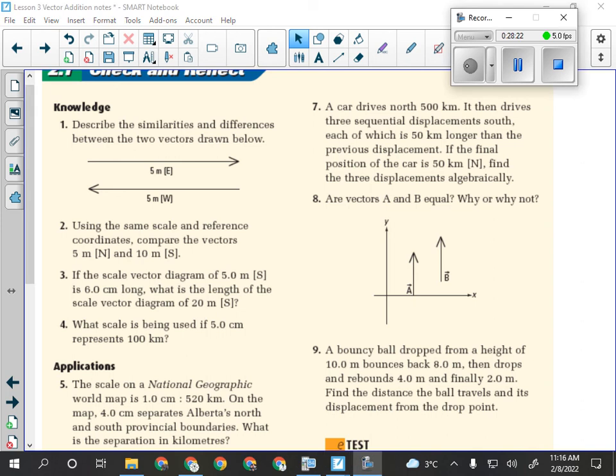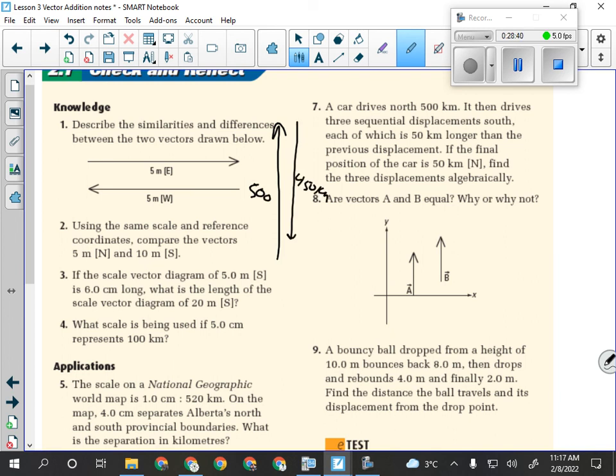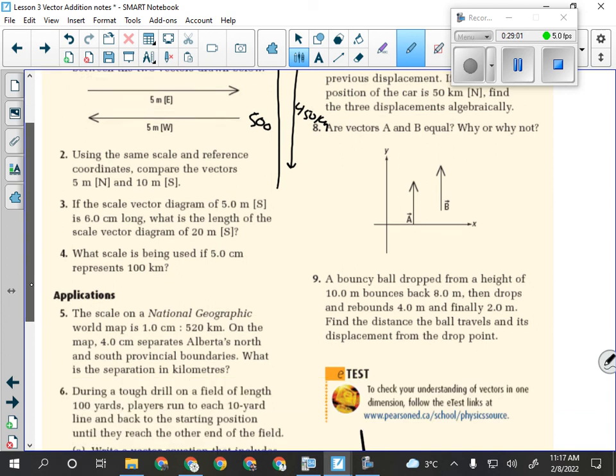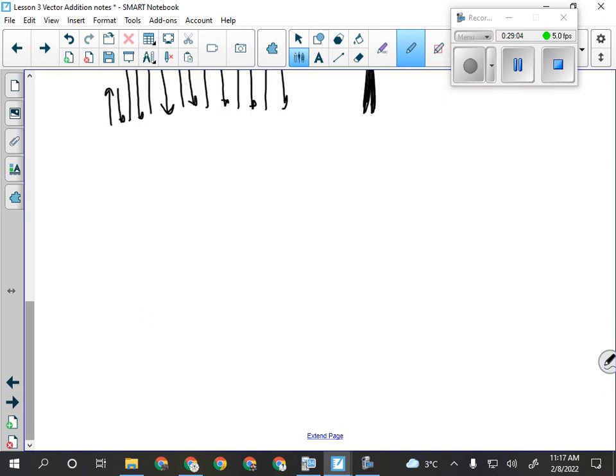So for this one, we know it goes 500 kilometers north, and when it's all done backtracking, it's still 50 kilometers north of where it started. So the trip in a vector diagram looks like this: 500, and then 450. Now this 450 is broken up into 3 sequential lengths, each of which is 50 kilometers longer than the one before. But I don't know how long the first one is. All they tell me is each one is 50 kilometers longer than the one before, and there are 3 of them. So what I'm going to do is set this up algebraically.